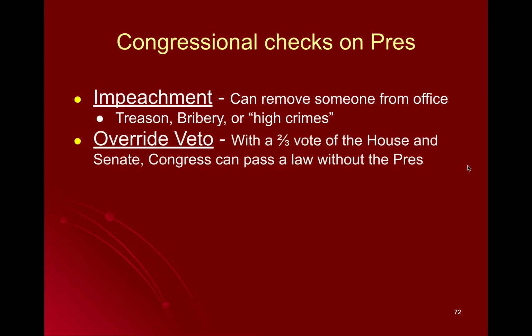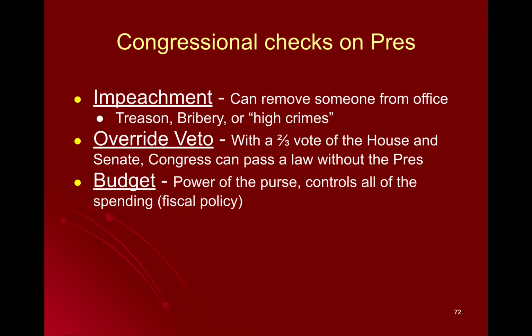Another check that Congress has on the president is the ability to override a presidential veto. The House and the Senate can, with a 2/3 vote of both chambers, override a president's veto on a law. In that case, it would become law without the president's signature.